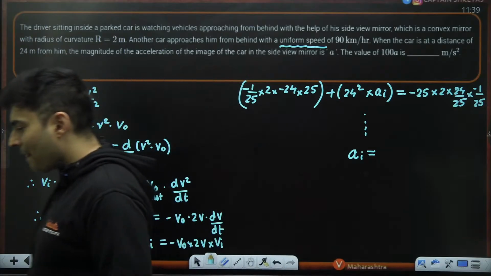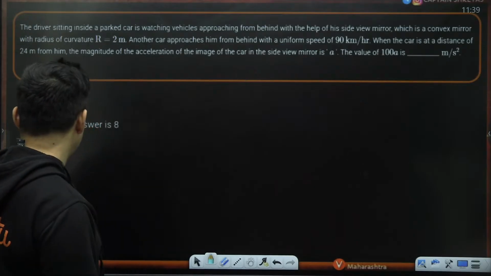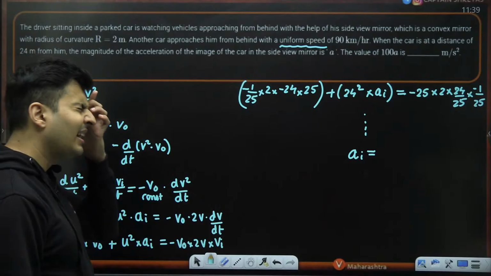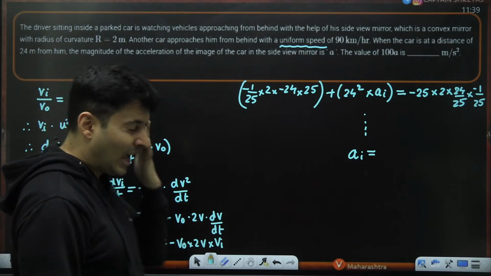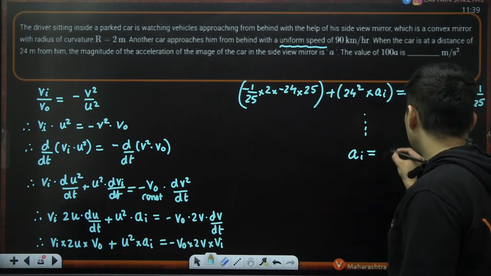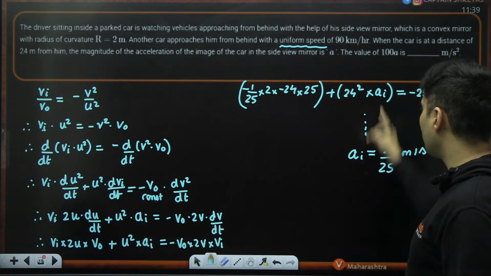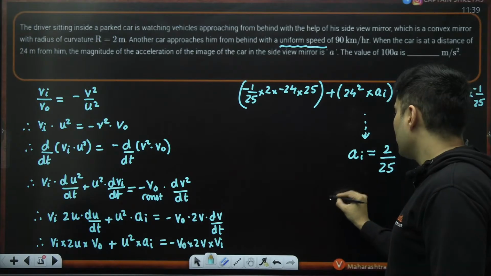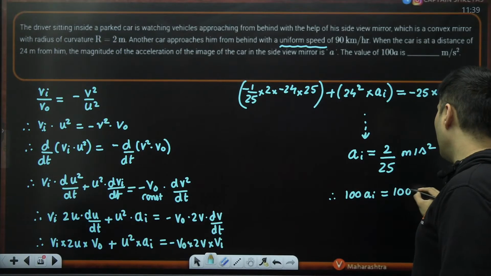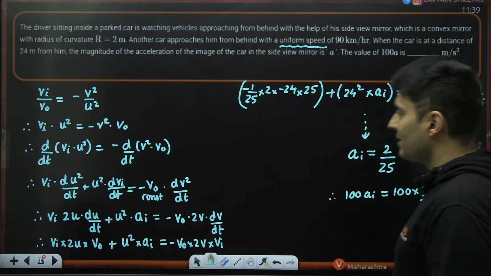Understood, guys? Yes, such an amazing question. And the answer that you get totally is 8. The acceleration will be 8 by 100, which is 2 by 25. I think you should get this as 2 by 25 meters per second square. Just check this out after solving this. So 100 times that acceleration will be 100 multiplied by 2 by 25, which is going to give you the answer as 8.